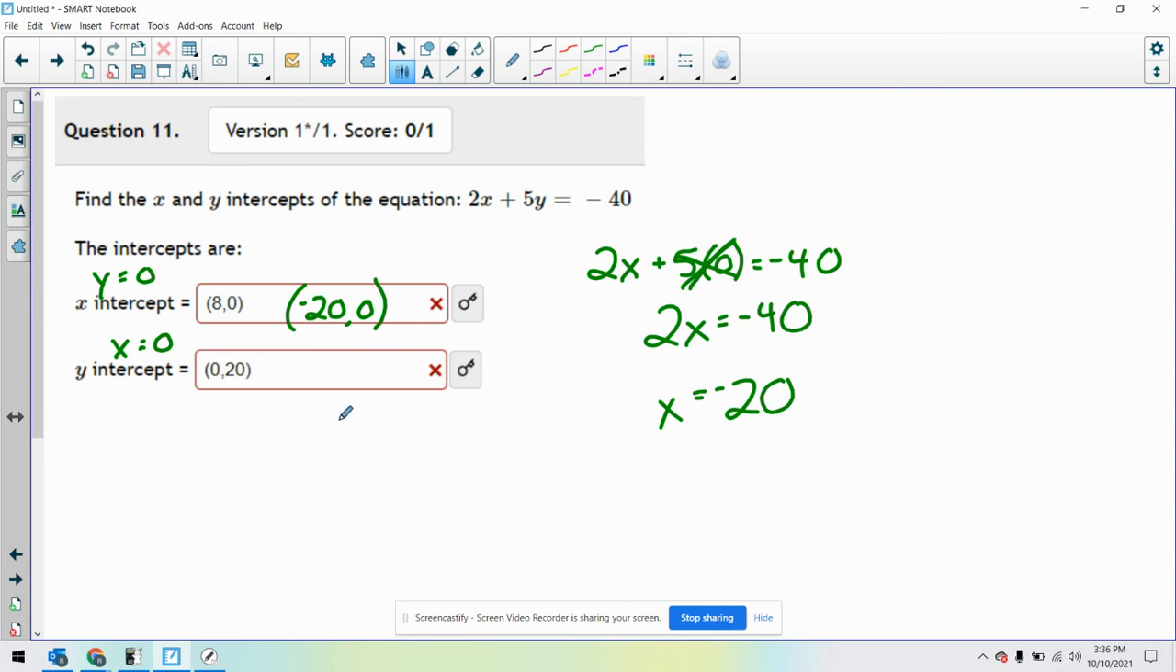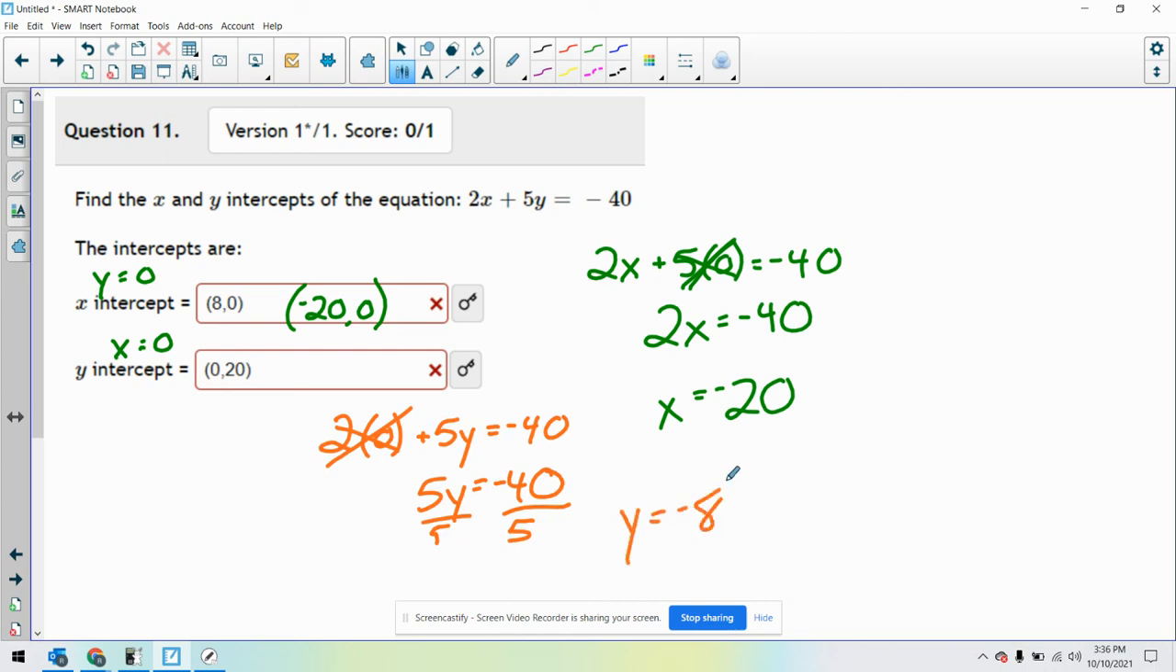Now we'll do the y-intercept. Let x be 0, I get 2 times 0 plus 5y equals negative 40. That goes away, I'm left with 5y equals negative 40. Divide both sides by 5 to get y by itself, and I get y equals negative 8. So when x is 0, y is negative 8.